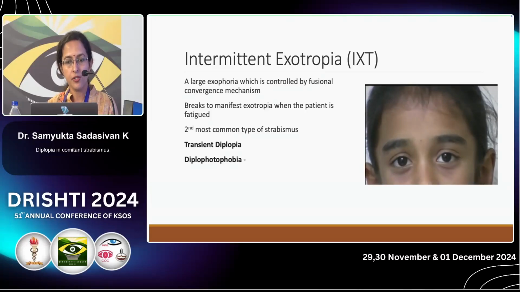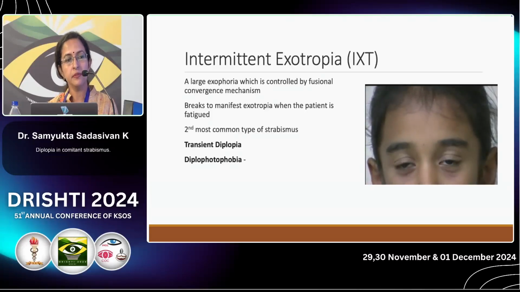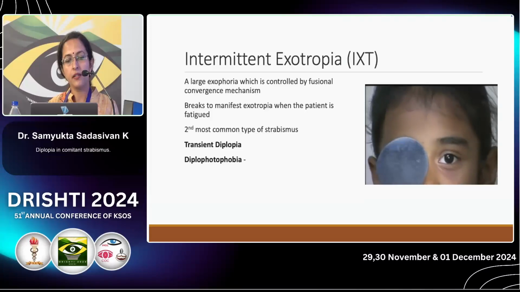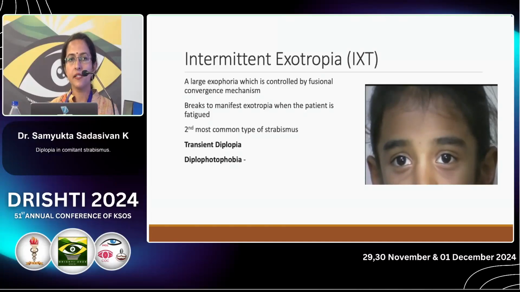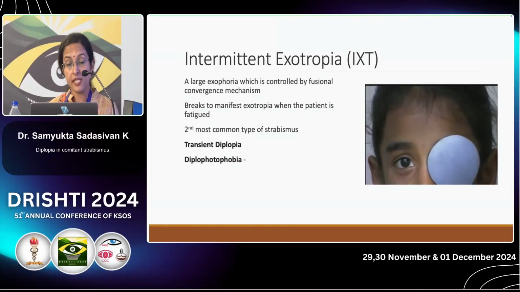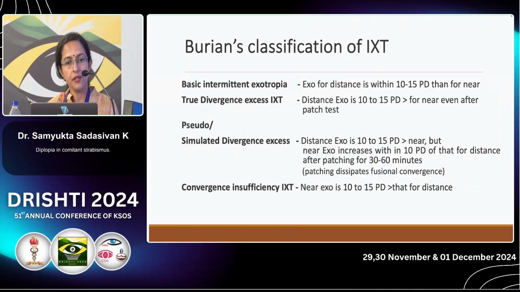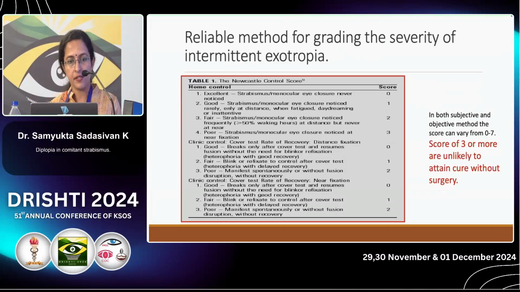A large exophoria which is controlled by fusional convergence mechanism breaks down to manifest exo when the patient is fatigued. Typical symptoms, transient diplopia or a diplophotophobia. They say that the bright light dazzles the retina and that breaks fusion and the patient will experience diplopia. This is Burian's classification of IXT: basic intermittent XT, true divergence excess IXT, pseudo or simulated divergence excess IXT, and convergence insufficiency IXT. This Newcastle control scoring system is a reliable method for grading the severity of IXT.